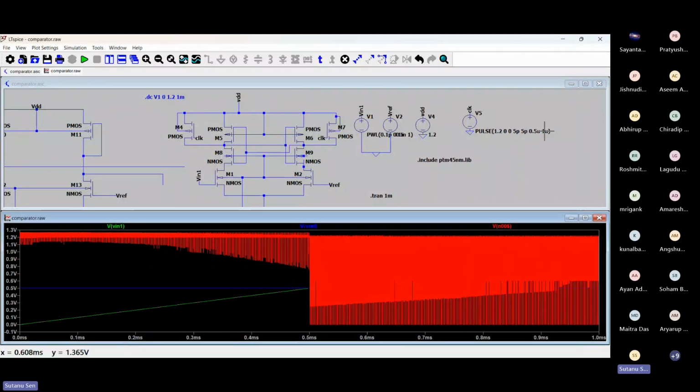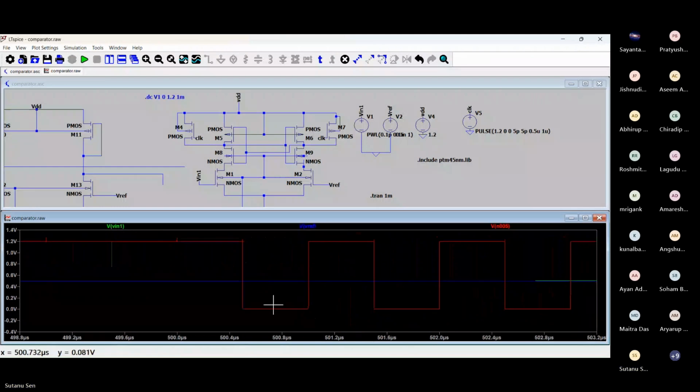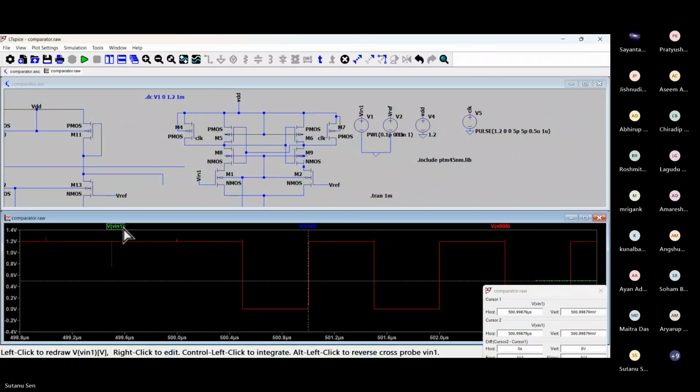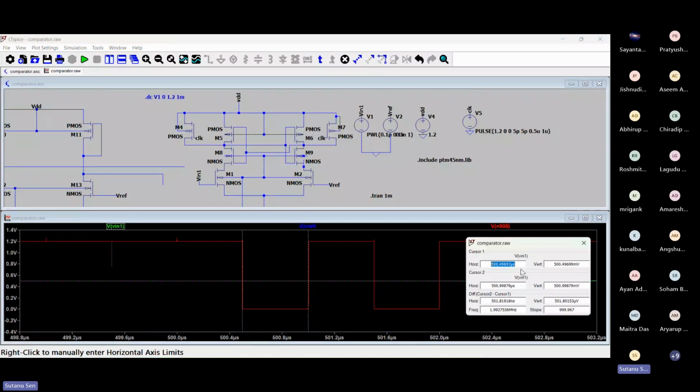Zooming it. So this is where the comparator turns low, and at this point, as you can see, my V in is 500.4 millivolt. Sir, I had a doubt. How will I understand what is the exact resolution from it? So this is definitely showing that it is better than 1 millivolt, right? So within 1 millivolt, it is able to resolve. So that is very sure.